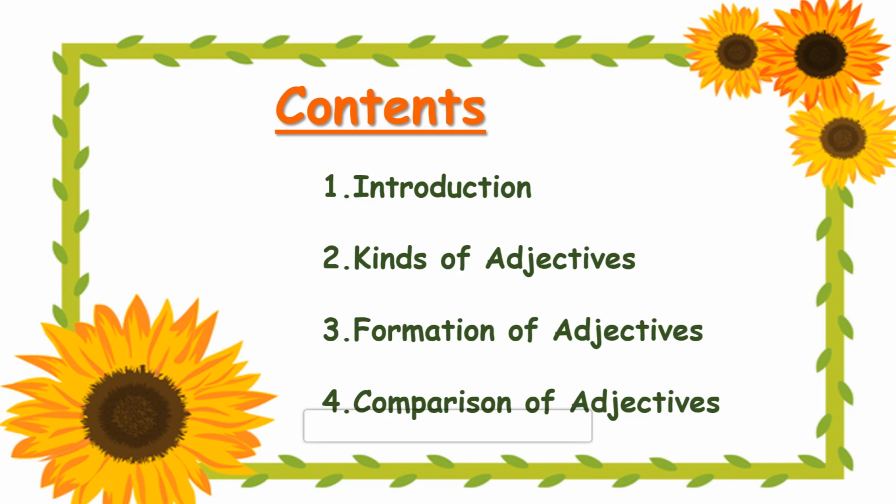Third thing is formation of adjectives. So how an adjective is formed, whether it is formed from a verb or from any other word. And the last thing that we are going to discuss is comparison of adjectives. In this part, we are going to discuss the degrees: the positive degree, the comparative degree, and the superlative degree. So students, stay tuned. We will be discussing each and everything.